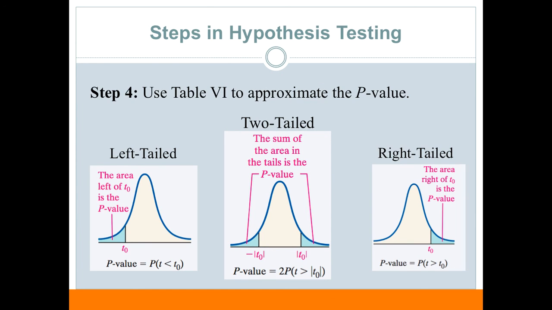And then we use table 6, which is our t-distribution table, to approximate the p-value. You should be fairly comfortable with this by now. A left-tailed test finds the area to the left, a right-tailed test finds the area to the right, and for a two-tailed test, the p-value is found by taking the sum of the area in both of the tails.